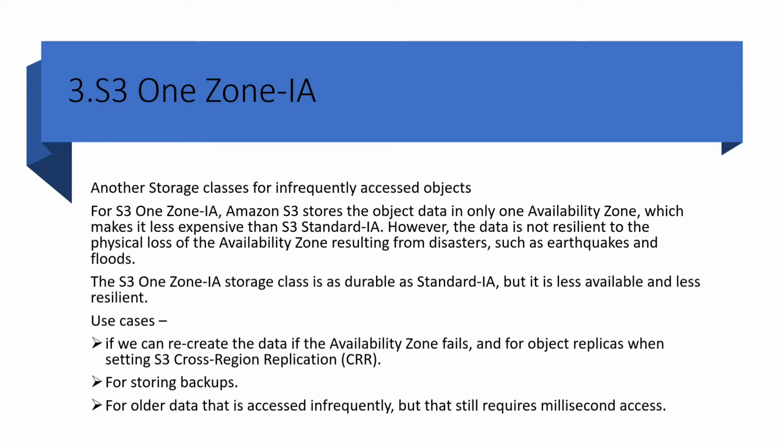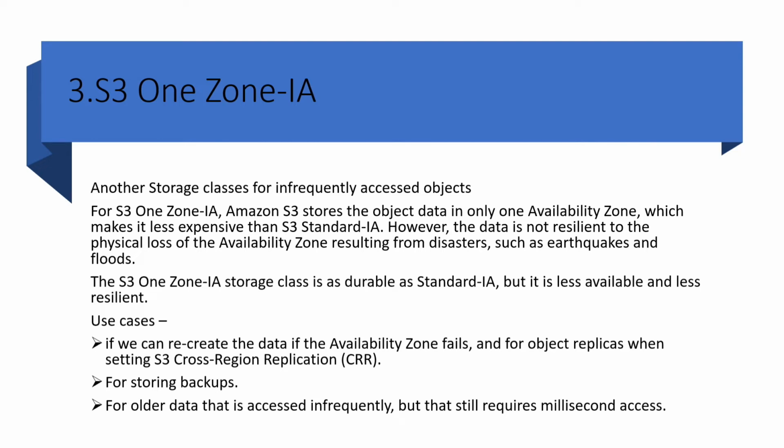So we choose One Zone-IA when we can recreate the data. Say we are keeping log files, and copies are available; even if that data gets lost, we can recreate it. In that case we can go for S3 One Zone-IA. Similar to the previous class, we can use this for storing backups and data which is not accessed very frequently.